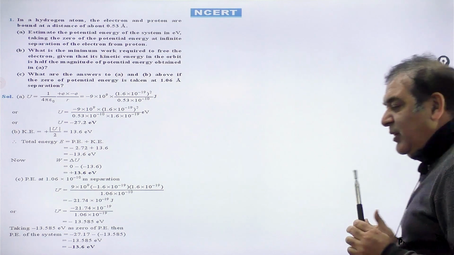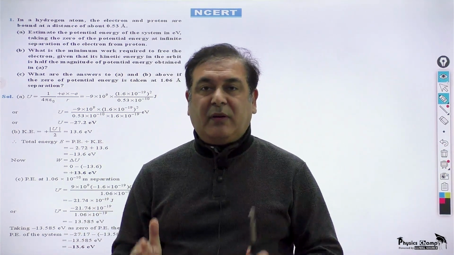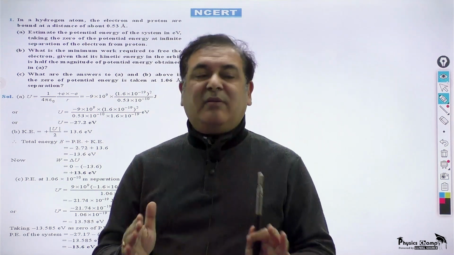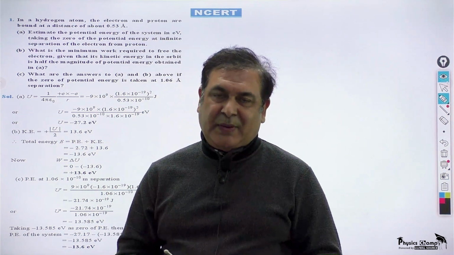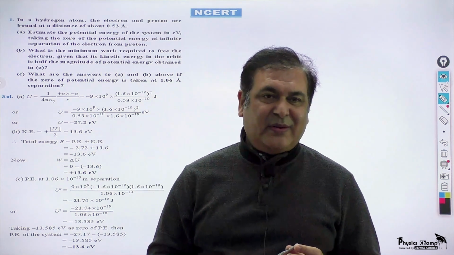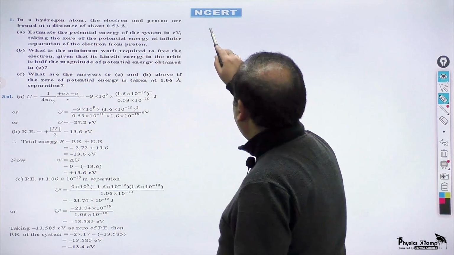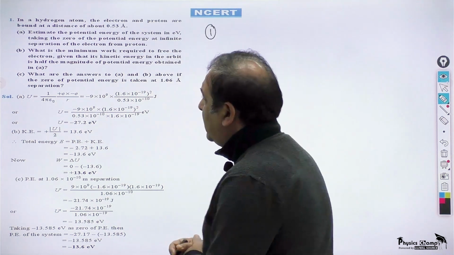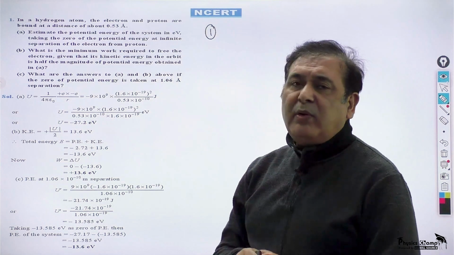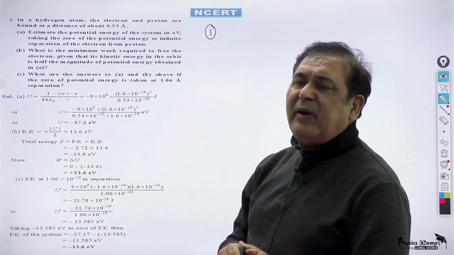Now, after doing these 8 examples on electric potential energy, you have a good idea. I have 3 more NCERT questions, and you'll find something interesting in these questions on the concept of electric potential energy. Question number 1 of NCERT talks about a hydrogen atom. The electron and proton are bound at a distance of about 0.53 angstrom.